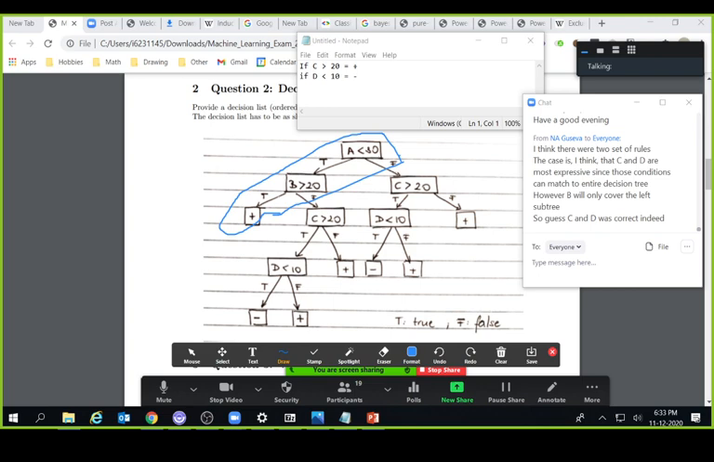Yeah, I never received the answers to that question. Okay, wait, no, so it doesn't matter, B. Yeah, so if C is smaller than 20, but B is, yeah.